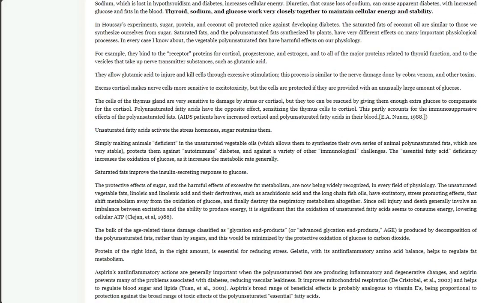In Husey's experiments, sugar, protein, and coconut oil protected mice against developing diabetes. The saturated fats of coconut oil are similar to those we synthesize ourselves from sugar. Saturated fats and the polyunsaturated fats synthesized by plants have very different effects on many important physiological processes. In every case I know about, the vegetable polyunsaturated fats have harmful effects on our physiology.